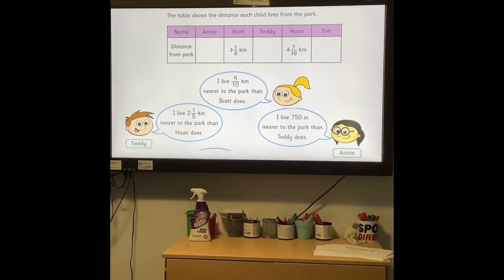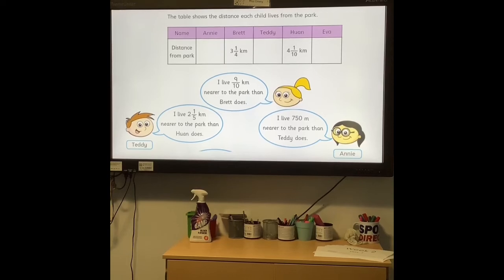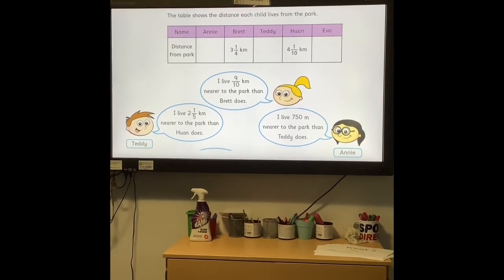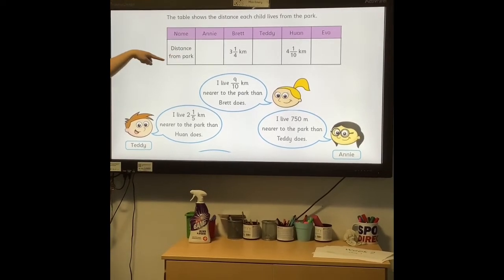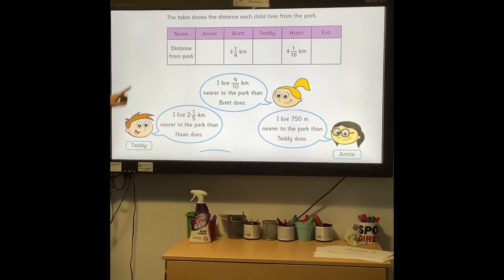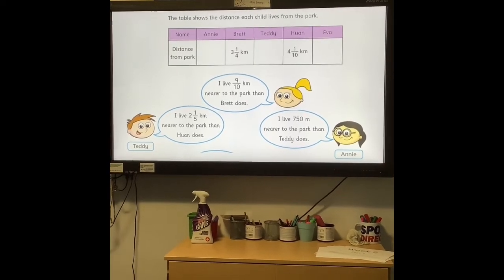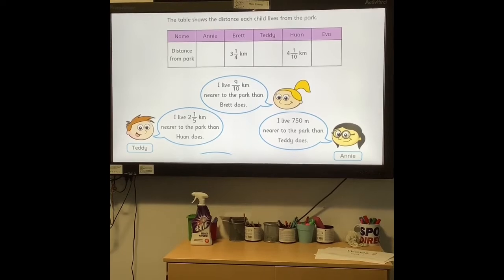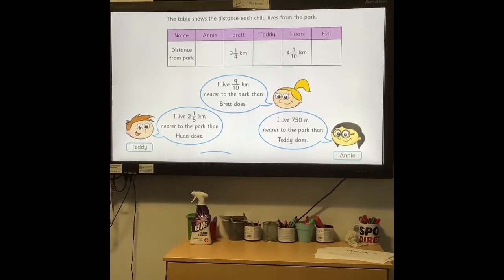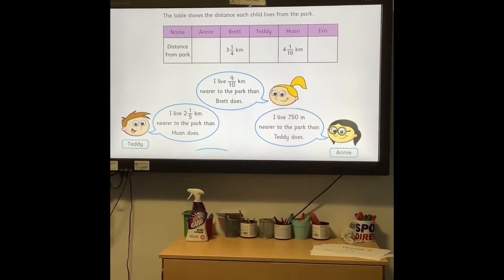Second problem, the table shows the distance each child lives from the park. So, their names across the top, and then distance from the park. Now, Teddy says, I live 2 1/5 kilometres nearer to the park than Juan does.